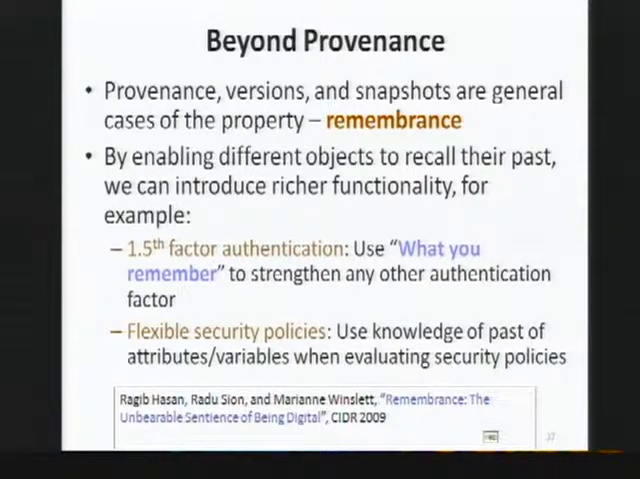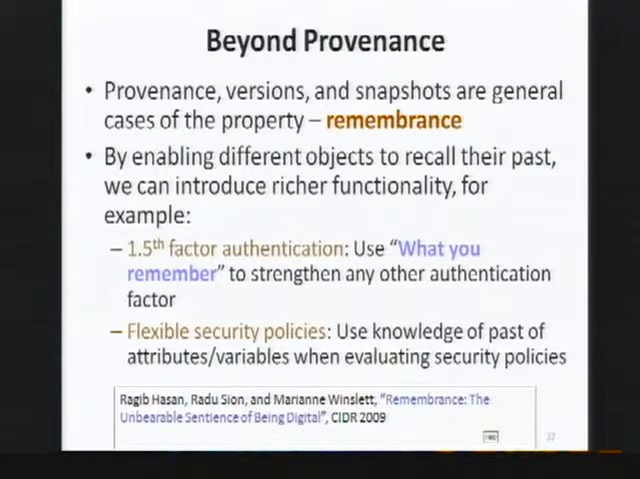Well, one thing we can do is to generalize all these things. We have provenance, versioning, snapshots, all of which are basically ways of representing history. We can call this property remembrance, and we can make different parts of our computing system remember their past.